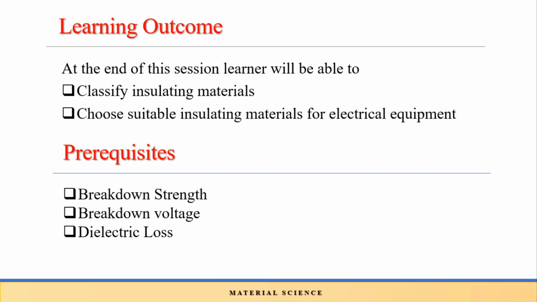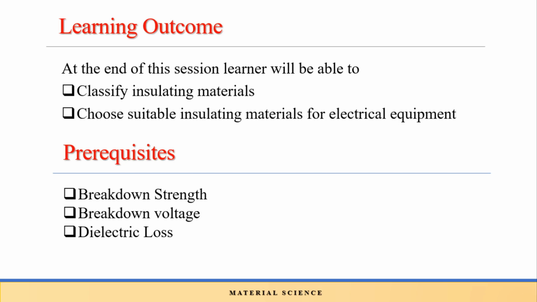Next term, breakdown voltage. The voltage below which dielectric material remains stable in its property, but above which it results in destruction of insulating properties, is called the breakdown voltage. In short, the voltage above which insulating material will lose its property is nothing but breakdown voltage, and it is expressed in kV. Third term, that is dielectric loss.